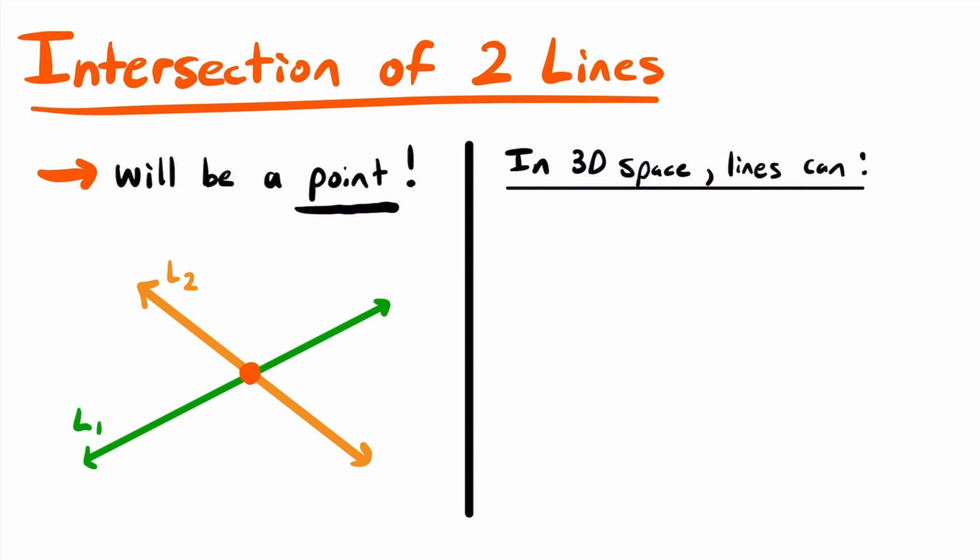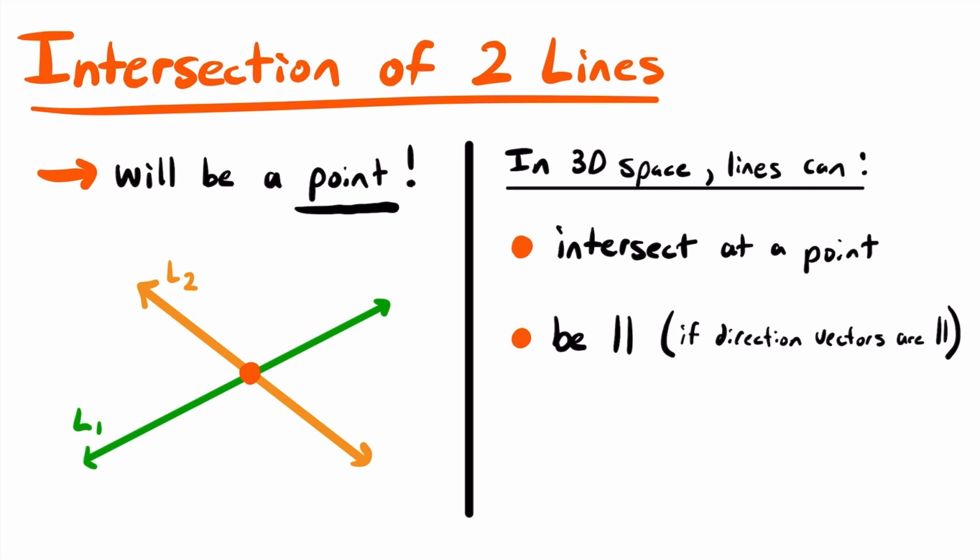All right, but now before we take a look at how to find that point of intersection, it is important to realize that not all lines in 3D space will intersect. There's actually 3 different types of interactions or relationships between lines in 3D space. And I just want to briefly talk about what they are. In 3D space, lines can intersect at a point. They can be parallel, or they can be skew.